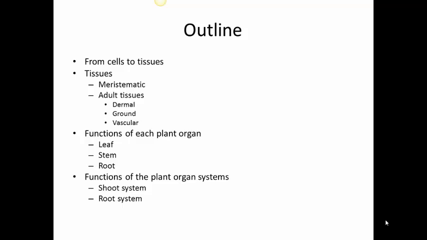And then we'll examine the structure and function of each of the plant organs, specifically the leaf, the stem, and the root. We'll examine the reproductive organs, such as flowers, later in the semester. And then finally, we'll examine the 2 plant organ systems, the shoot system and then the root system. And we'll look at the organs that are included within each of those systems, and then also their overall functions.